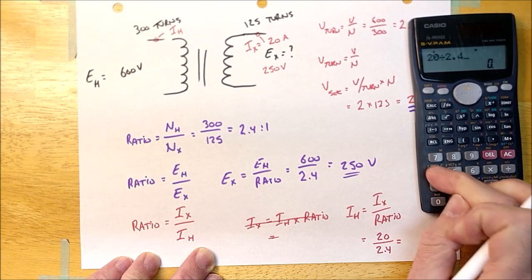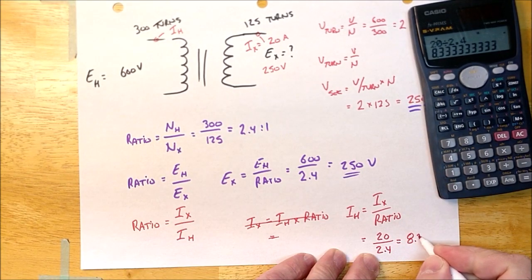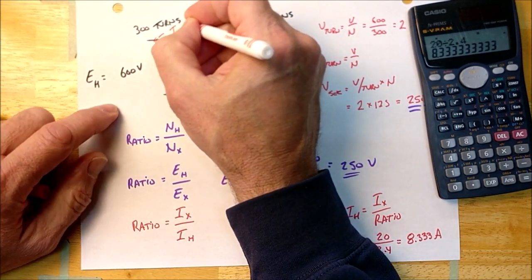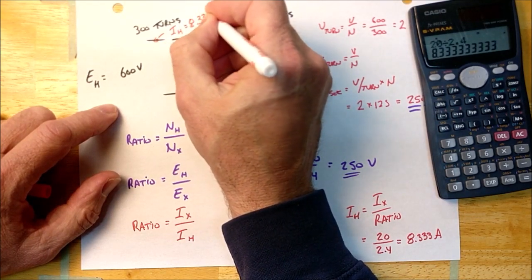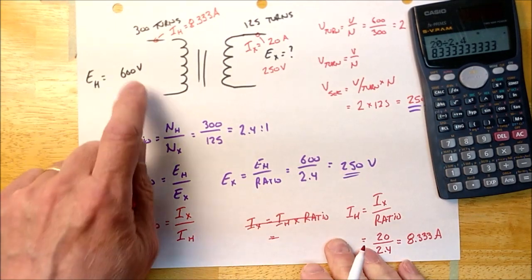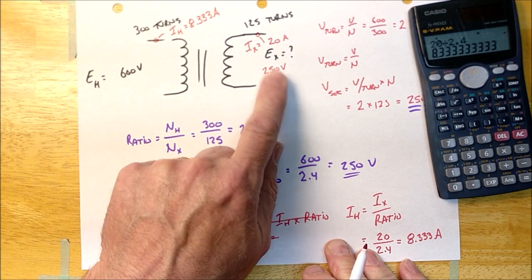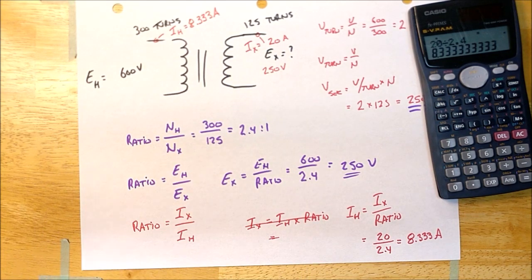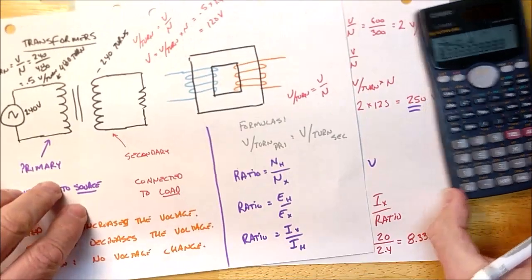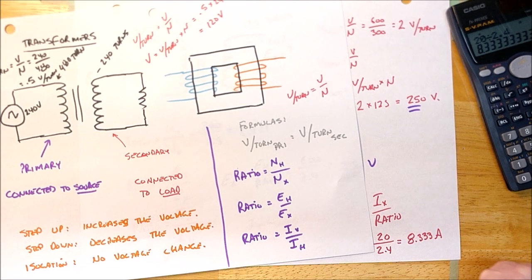Divided by 2.4, the ratio. According to this, it is 8.333 amps. All right, guys? So we just calculated this as being 8.333 amps. Now, I want you to notice that the high voltage has the lower current and the lower voltage has the higher current. And that's because of this formula right here, which I did not write down yet, but I'm going to right now.